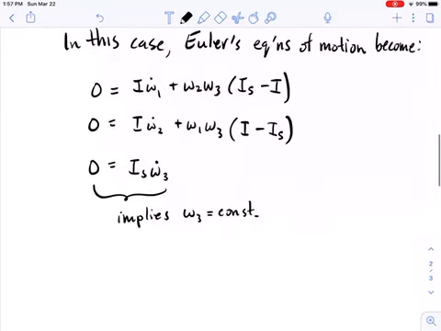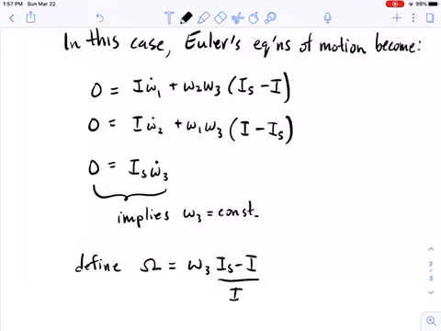Okay, to move ahead, we're going to define a quantity omega that's equal to omega 3 times (I_S minus I) over I. And that's a constant because the rotational inertias are constants, and we just said that omega 3 was going to be a constant. And so we have a whole bunch of constants that we've defined into some omega.